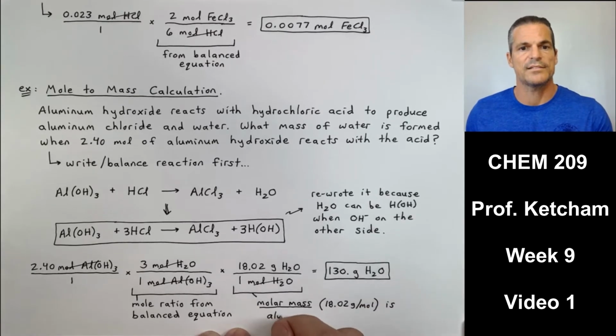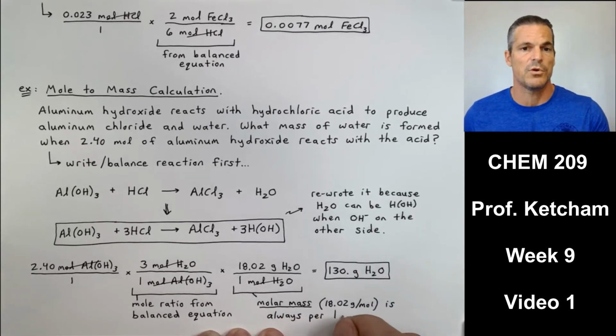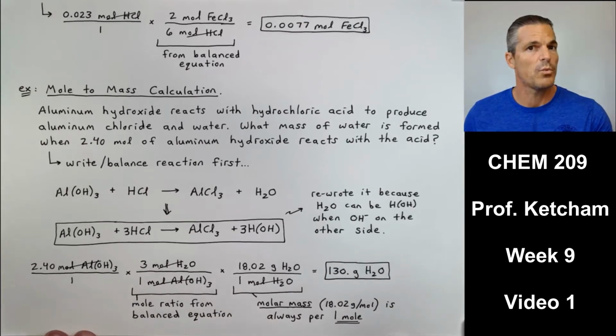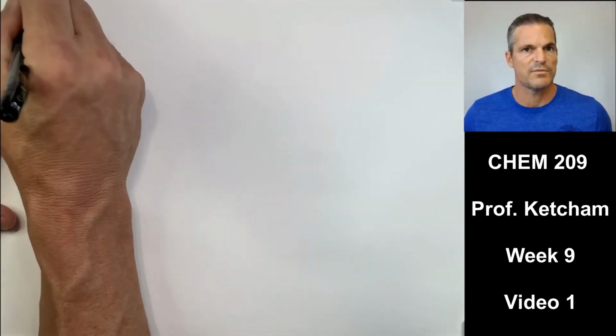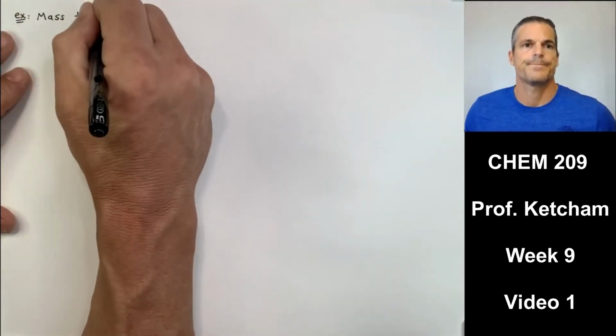Using the molar mass, in this case, it looks like I'm multiplying by the molar mass. It's always per 1 mole. That's grams per mole. That gets me into grams of water. So that was a two-stepper.